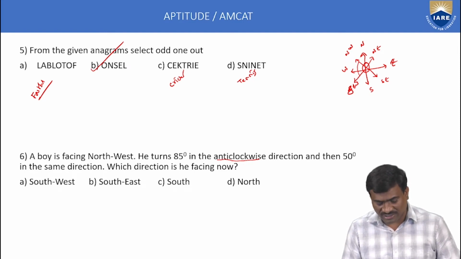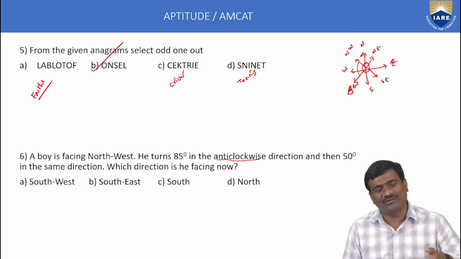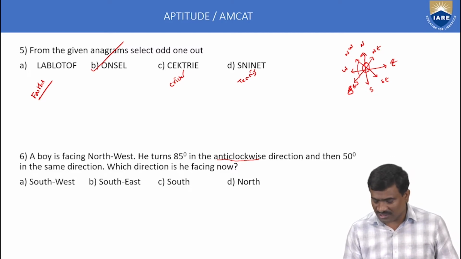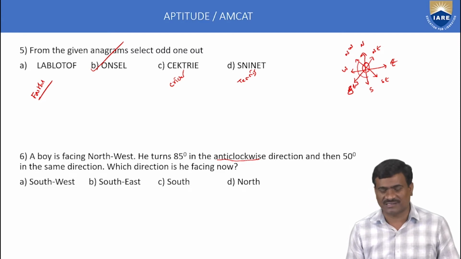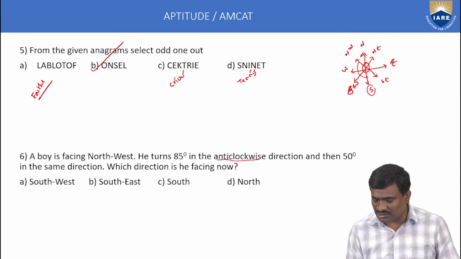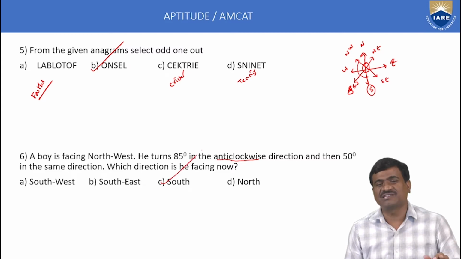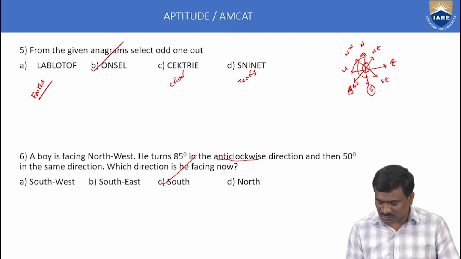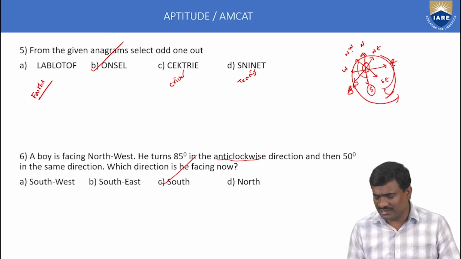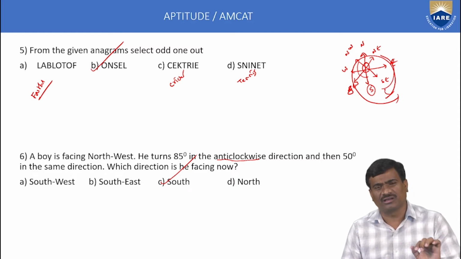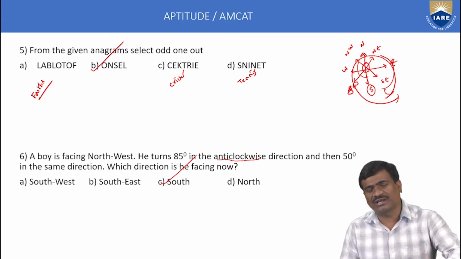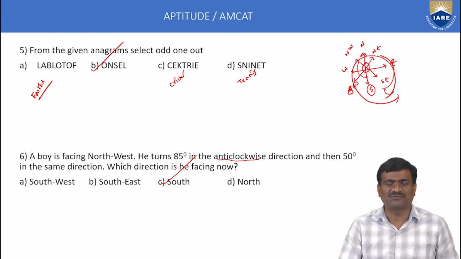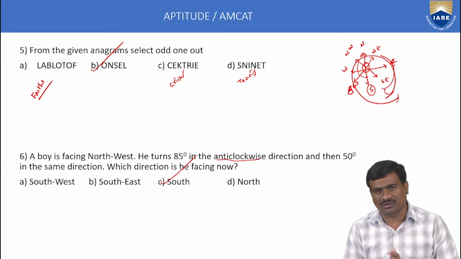And then 50 degrees in the same direction. Again anti-clockwise direction, 50, that is 45 degrees plus 5. This arrow indicates south. Option C only is correct. This is the procedure for a direction test topic. The method is easy. This rotation is called clockwise, and the reverse is called anti-clockwise or irrotational. Left to right is called clockwise. Right to left is called rotational or anti-clockwise direction.